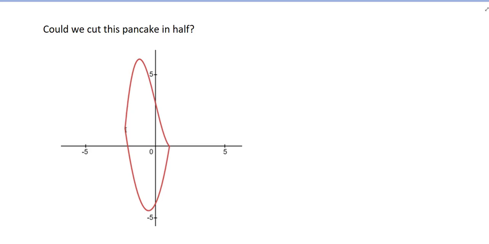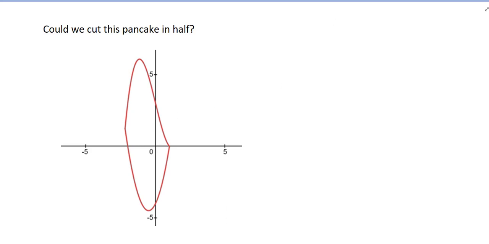And you're looking for the area as you move your knife from left to right: area to the left of the knife and area to the right of the knife. So assuming that the area is a continuous function, because it is, at some point your knife position is going to be somewhere where you have 50% of the area on either side.